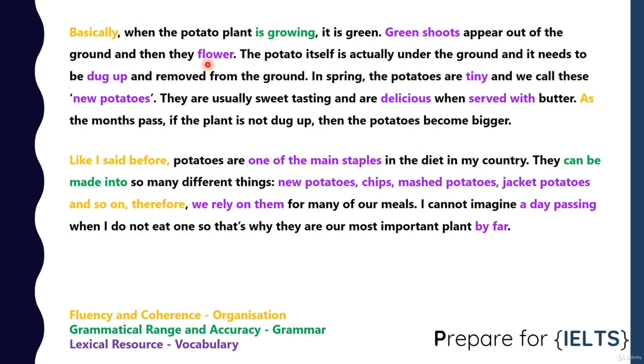Here we've got flower being used as a verb. The verb to flower describes a plant that has flowers that appear on it. So a potato plant grows from green shoots, it gets bigger, and then eventually a flower, a white flower, appears on it. The potatoes are under the ground, so we need a verb to describe taking them out of the ground, and we use the verb dig up. So it needs to be dug up.